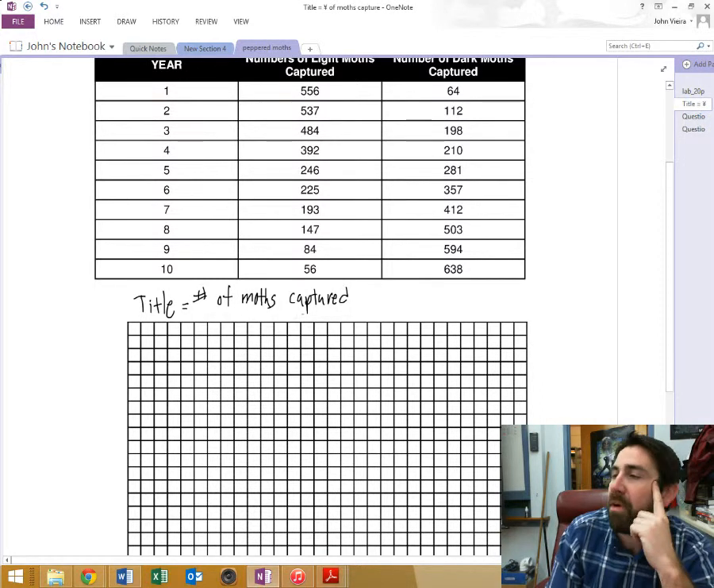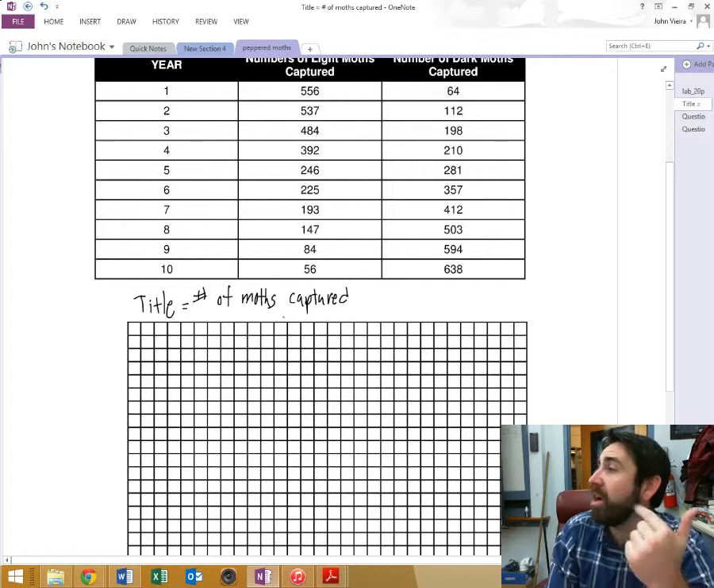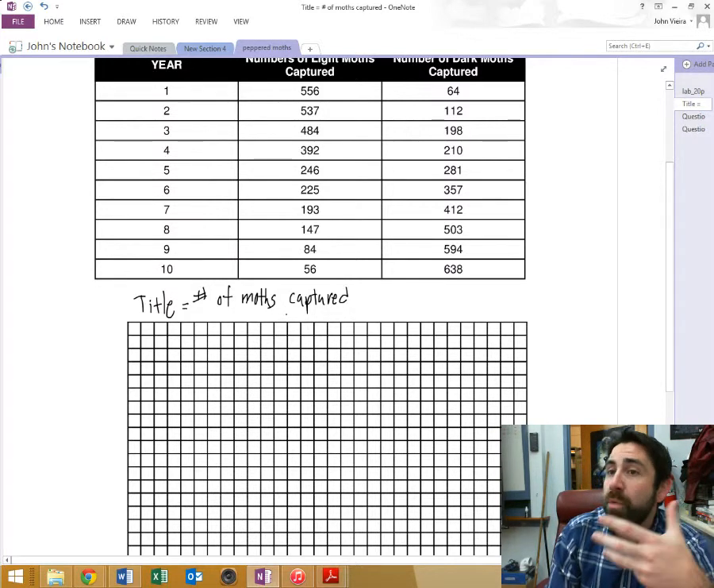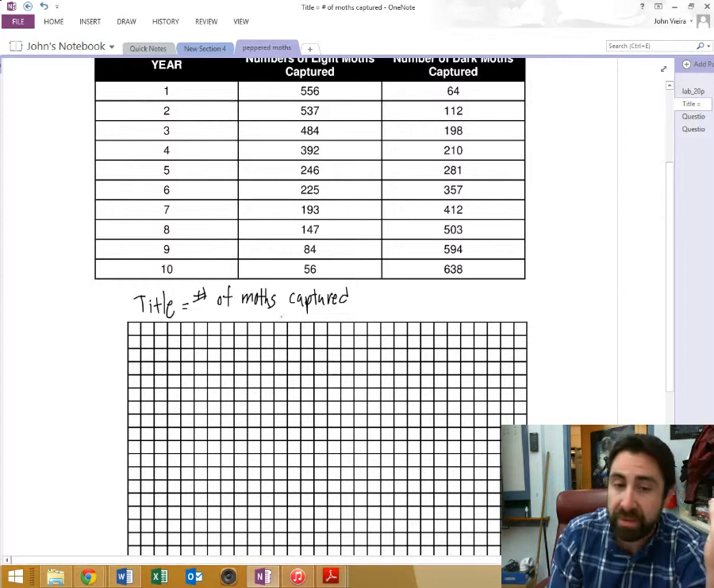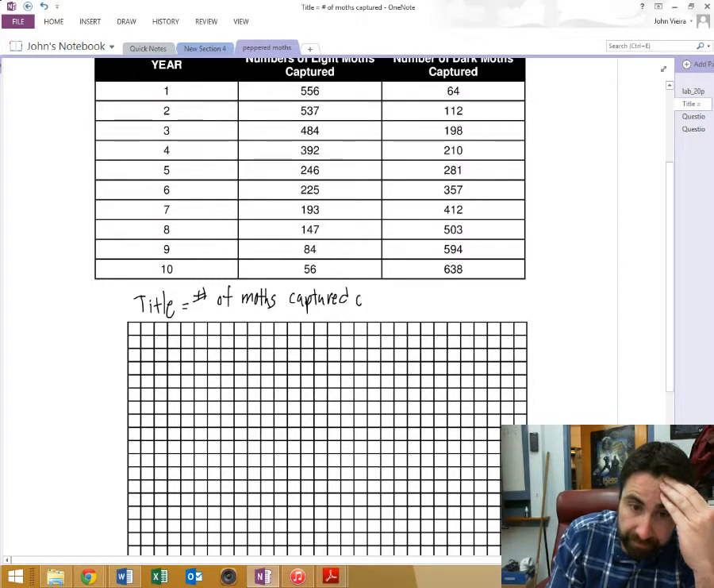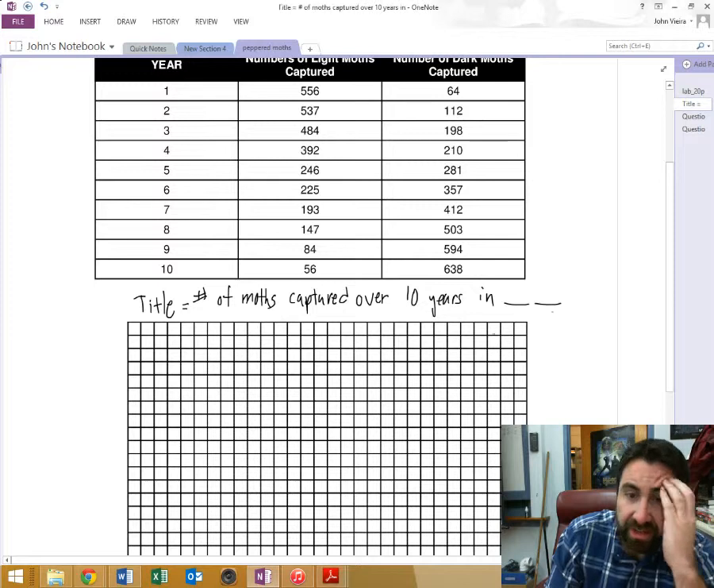Does it tell me the number of moths that are in the forest? No, it just tells me how many are captured. The idea is that if more are captured, that means more are present in the overall population. And then you put Manchester, England right here. Okay?